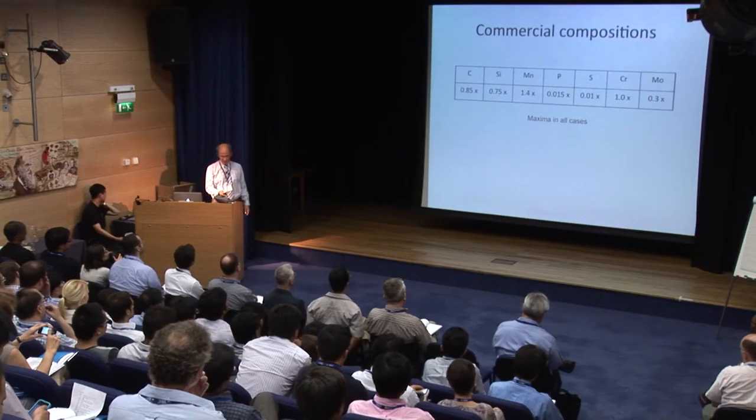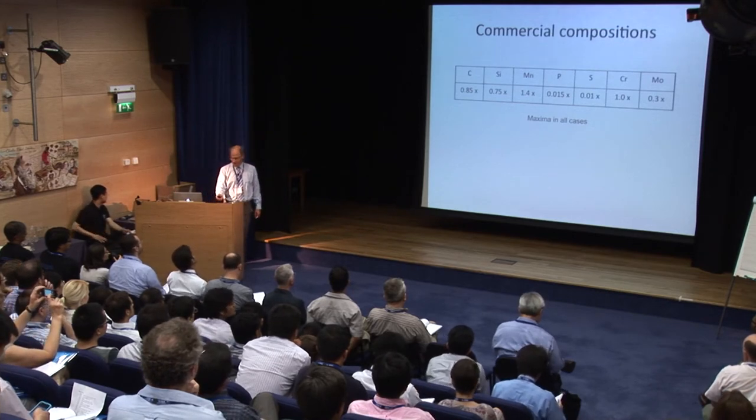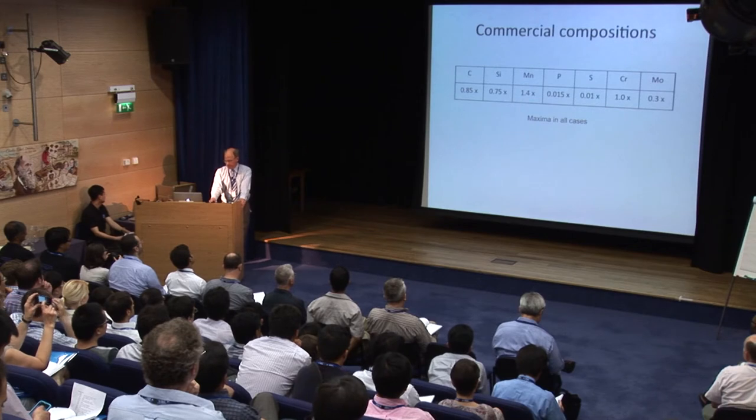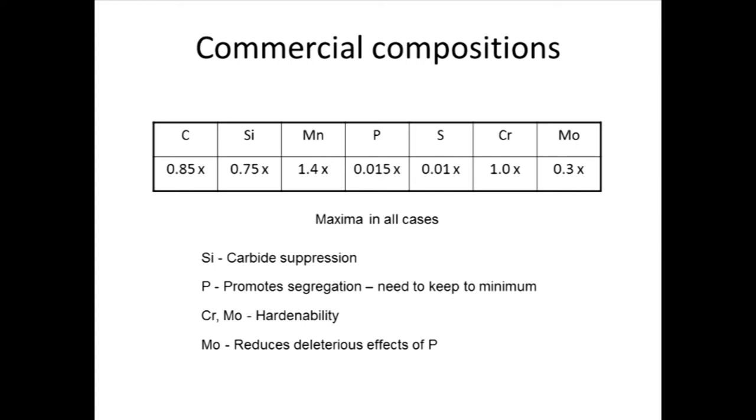So the commercial compositions that were eventually made were made to this specification, and this is the published commercial spec of Tata superbainite steel, and some points we can pick out from that. Silicon we know is necessary in superbainite for suppression of the formation of carbides, but this is a lower level than was recommended by the original work because of the downward pressure that we were under to keep the steel composition as lean as possible.